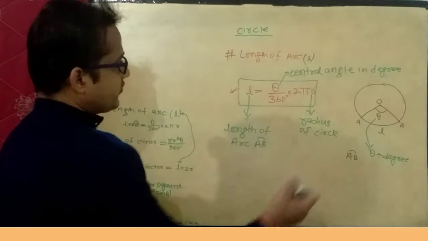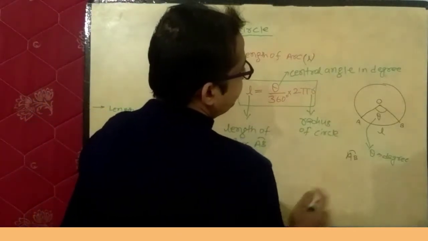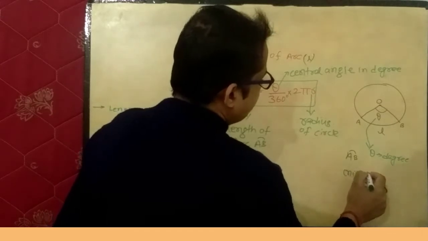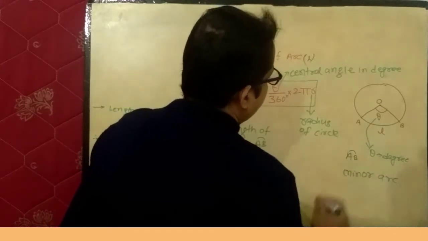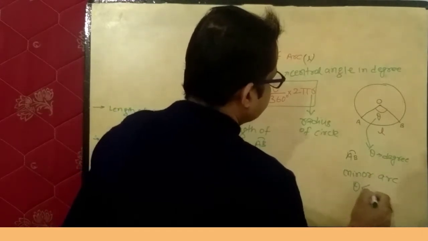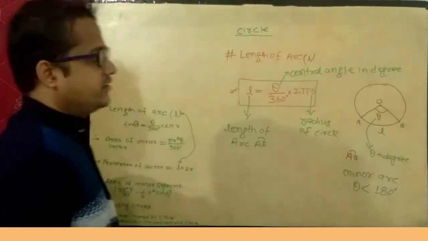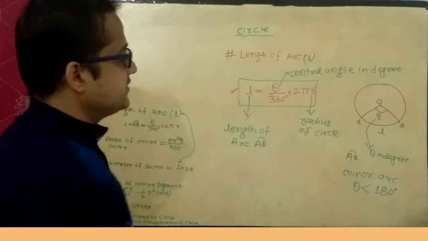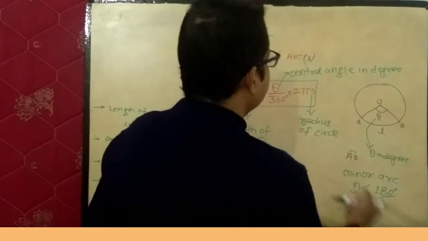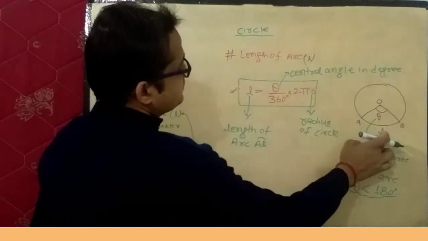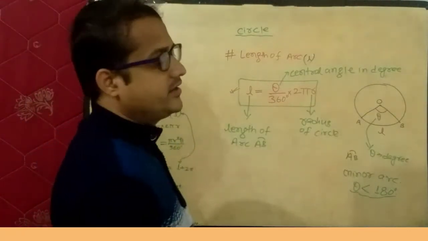Now, which type of arc is this? This arc AB is a minor arc because here theta is less than 180 degrees. If this central angle theta is less than 180 degrees, then this is known as a minor arc. So this length small l is for the minor arc.